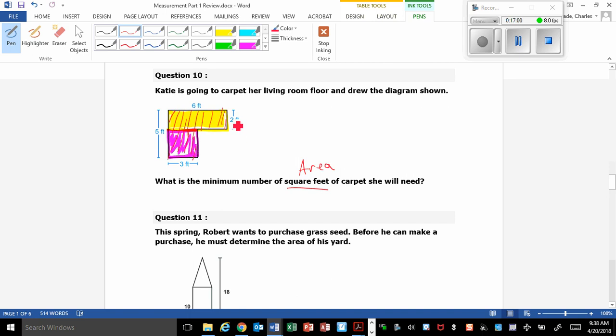So for this one, remember it's 2 here and 6 here. So remember the rectangle formula is base times height, length times width. So for this one, we're going to go 6 times 2, which equals 12 feet squared. Okay, so we've got that one, and then we need this one.